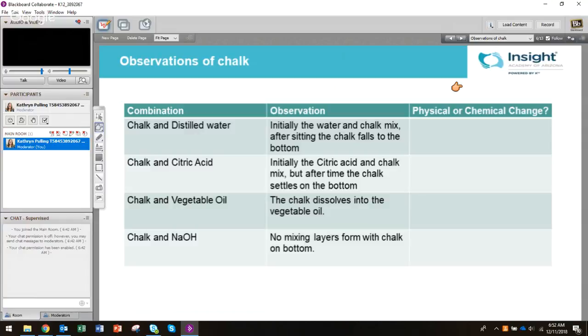So thinking about my 5 signs of a chemical reaction, no color changes, no bubbles forming, I can't observe the heat changes and things like that. And the solid that falls to the bottom is the chalk, which was already there. So none of these match those signs of a chemical change, so this is physical.